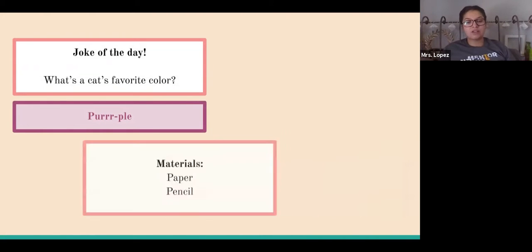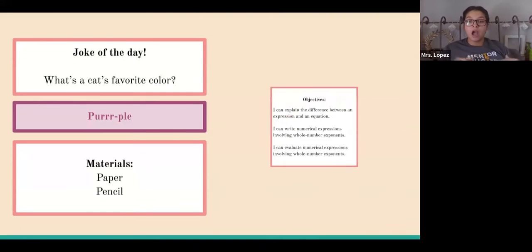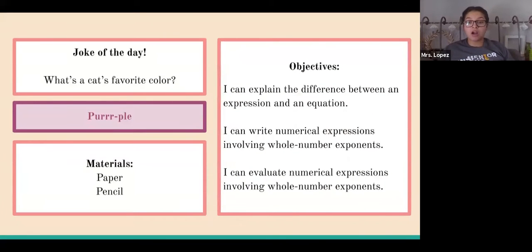And our materials today are a paper and pencil. So if you already have that, then we'll get started right away. Our objectives today are: I can explain the difference between an expression and an equation. I can write numerical expressions involving whole number exponents, and I can evaluate numerical expressions involving whole number exponents.